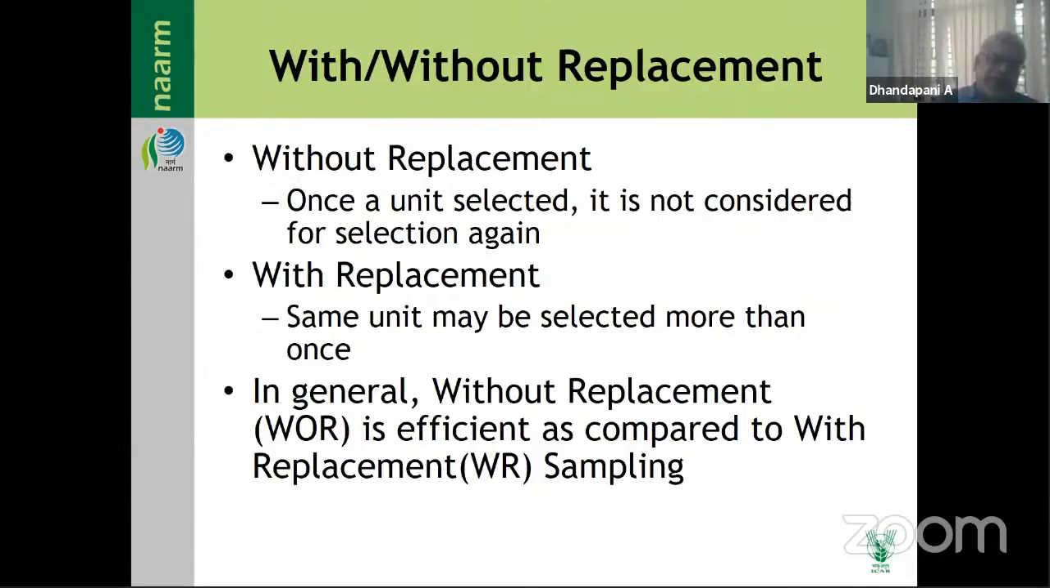The reason why I brought this up is that sometimes in standard error estimation, when you want to estimate the standard error, it will be very difficult to compute it when you have without replacement.